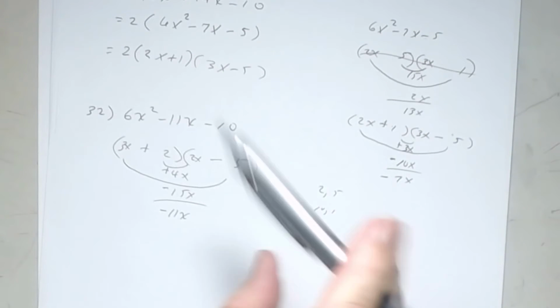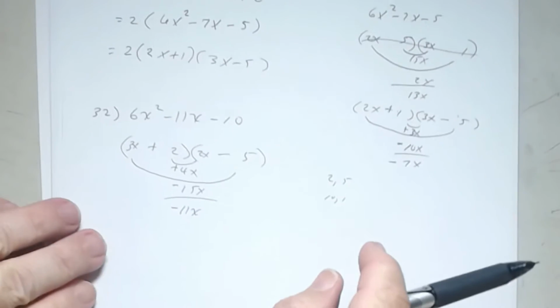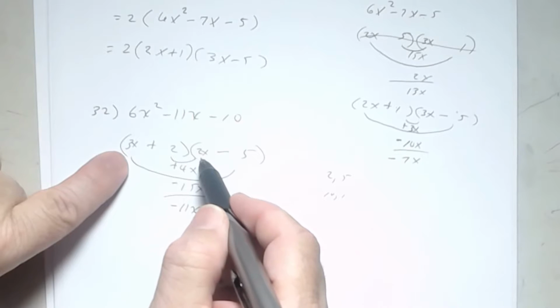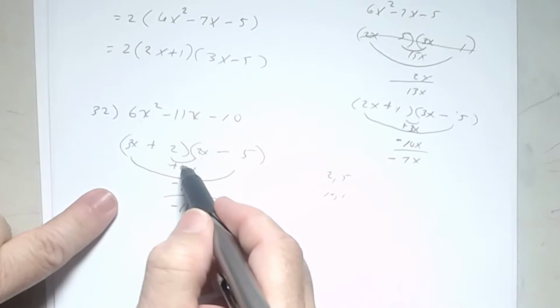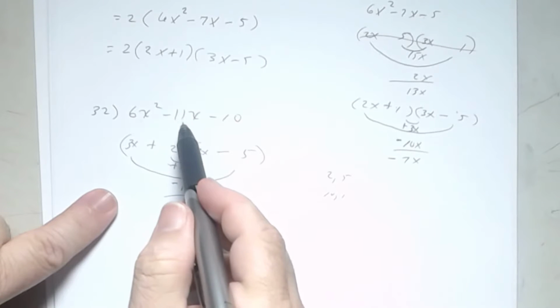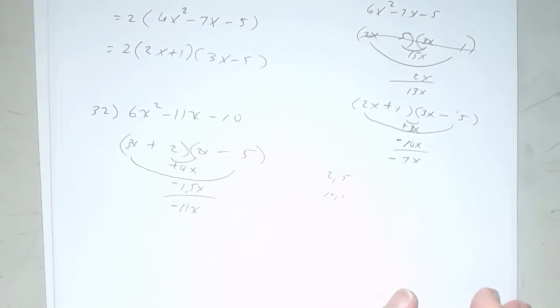Okay, and always, before you go on, always check your work. 3x times 2x is 6x squared. The outer is negative 15x. The inner is positive 4x. Add them up, you get your middle term. And then a positive 2 times negative 5 is a negative 10.